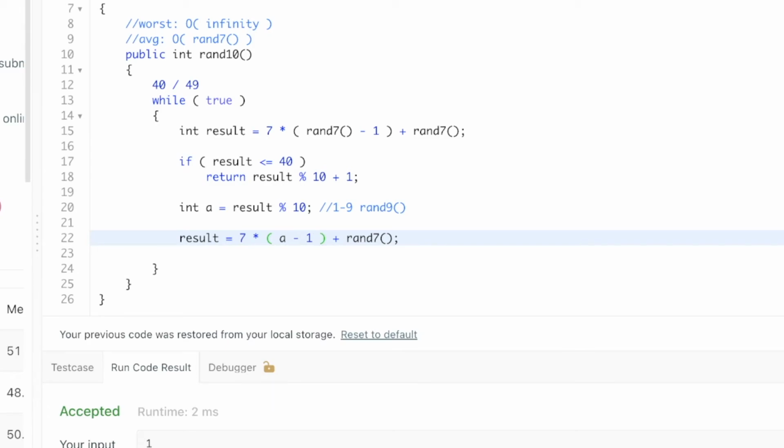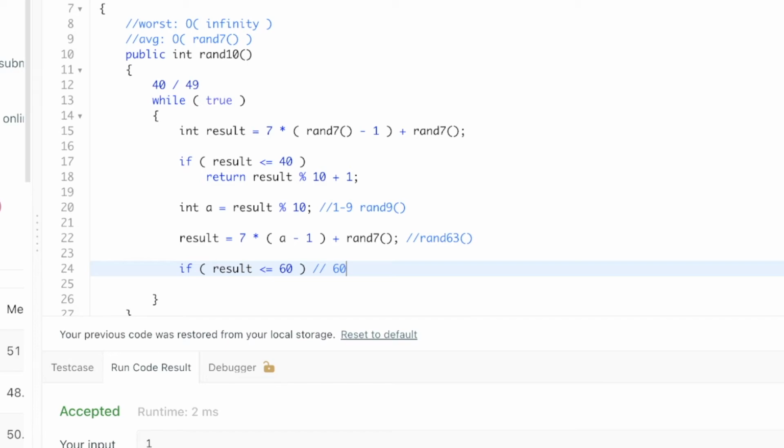And I just put spaces there. Okay. So now this is essentially Rand63. And if the result is less than or equal to 60, well, guess what? Now we have a 60 in 63 chance of succeeding.